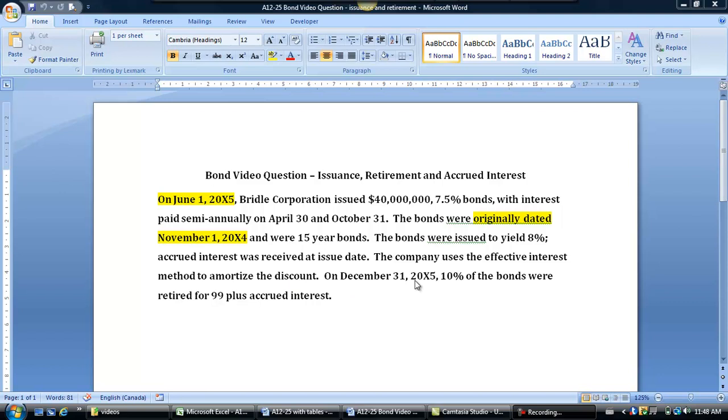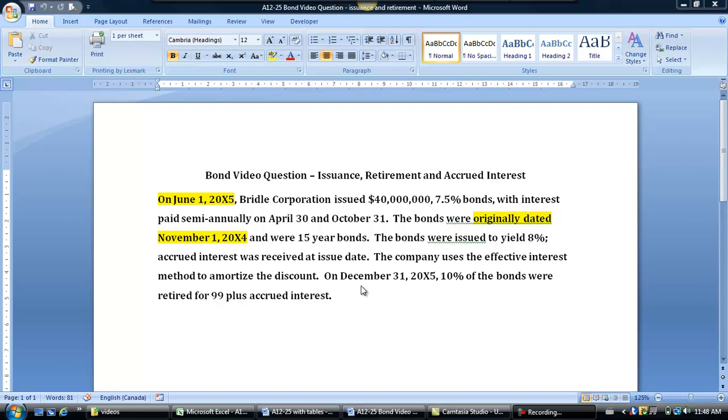So on December 31st, 10% of the bonds are retired for 99% of the par or face value plus any accrued interest that we owed them. We know we're going to owe them accrued interest for 2 months, November and December, because they would have got an interest payment on October 31st, 2000X5. So we owe them accrued interest for the 2 months that they were in the game, which is November and December, at the date of retirement.